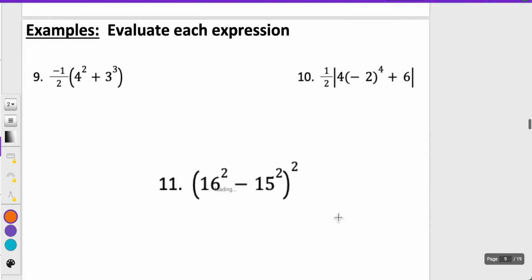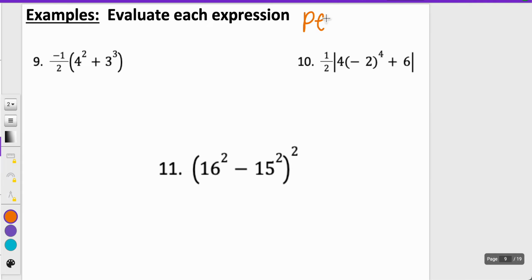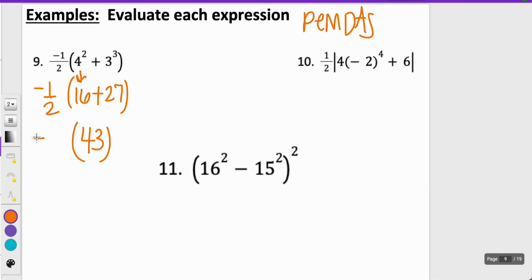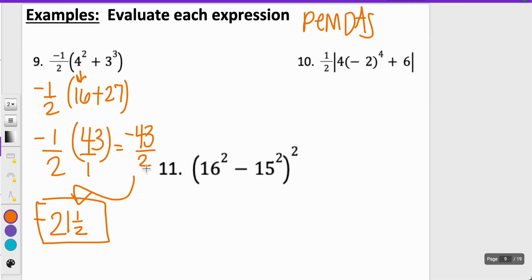Continuing to evaluate, just again using that order of operations. So starting small here with the parentheses, 4 to the 2nd is 16 and 3 to the 3rd is 27. Then I'm going to add 16 and 27 together. So 16 plus 27 gives me 43. And then I'm going to take that and multiply by -1/2. I initially get -43 over 2. You can reduce that and divide that, and you can say it is -21.5. Or if you leave it as -43 over 2, I'd still count that as correct because it's in simplest form, and nothing else can be simplified there.